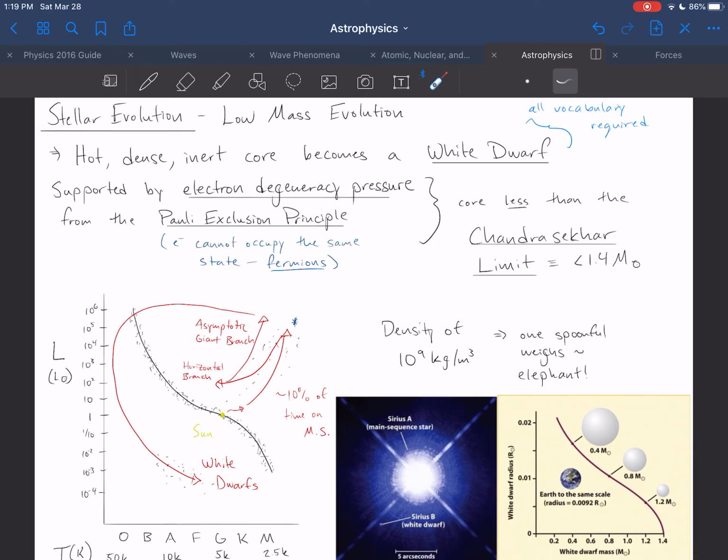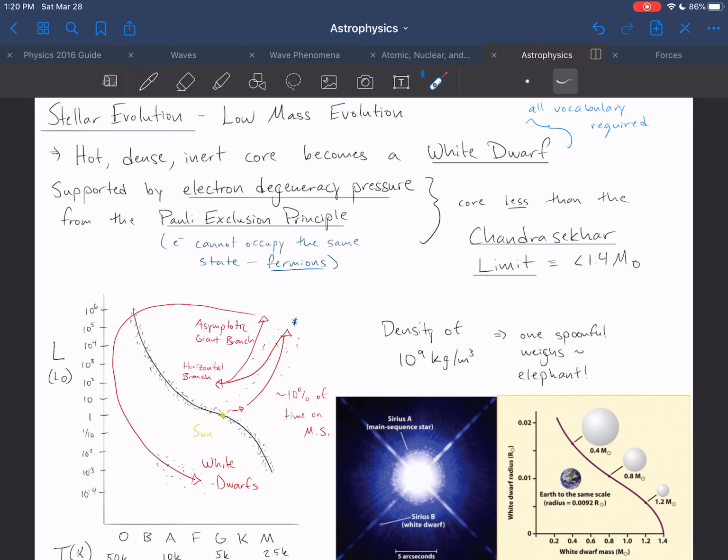And this is a calculable outer pressure, okay? And this is true as long as the core is less than about 1.4 solar masses. That limit is known as the Chandrasekhar limit. If the core has higher mass than 1.4 solar masses, it will actually break through this electron degeneracy pressure in a process we'll talk about in a later video.